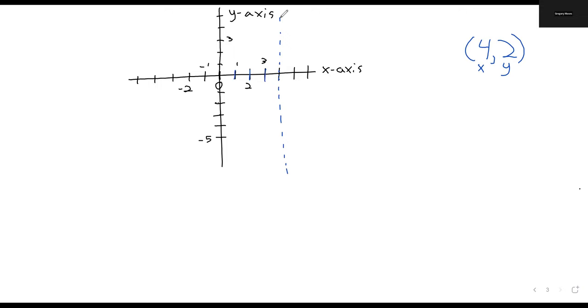Y value, y-axis, we count 1, 2. And the point 4, comma 2 is therefore located there on the Cartesian plane. Maybe if I get rid of some of that detritus around it, it will be a little more visible. So there's the point 4, comma 2.